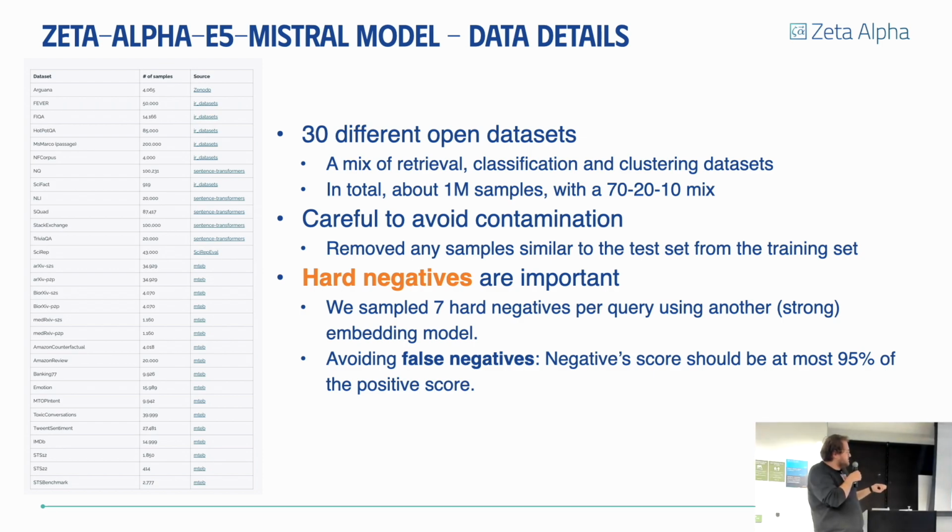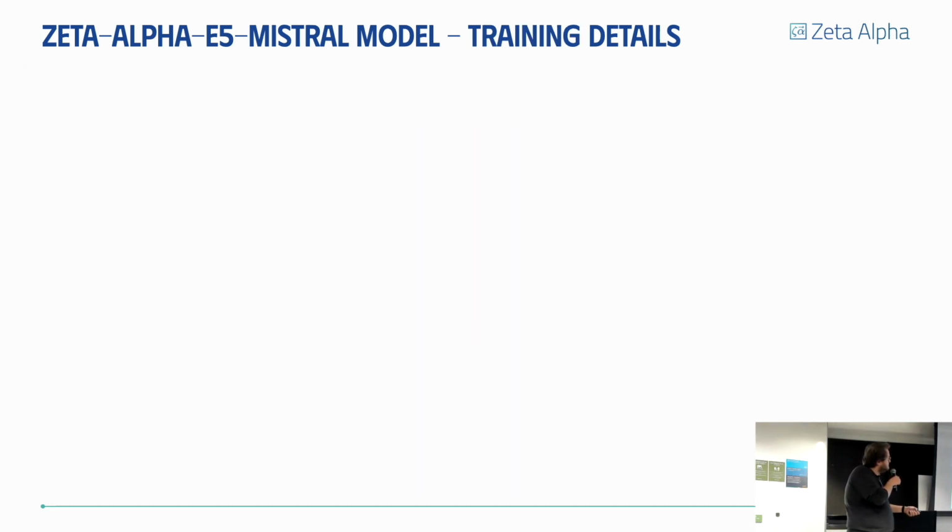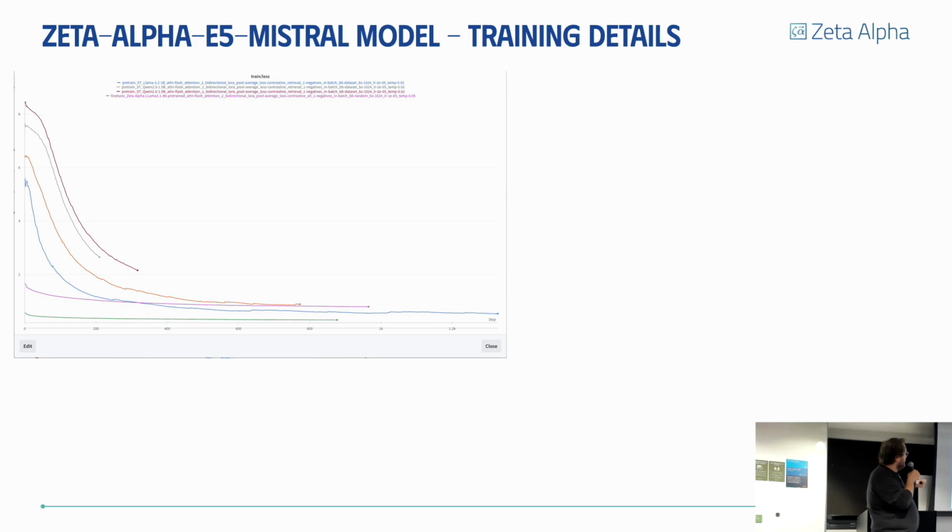Something that's really important is to get the hard negatives. We mentioned the NVIDIA technique to create hard negatives. It was also really important to have 7 hard negatives for each query to avoid false negatives as well. Some training details: we tried a lot of different combinations of data, hyperparameters, et cetera, to get the final model. These are actually the losses of the different runs that we have tried.